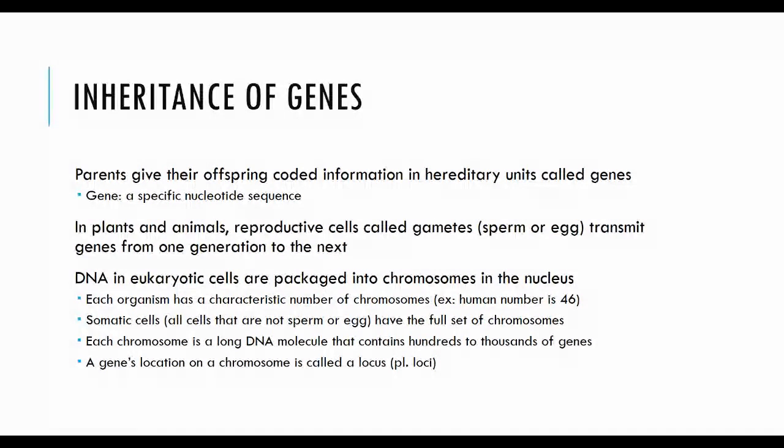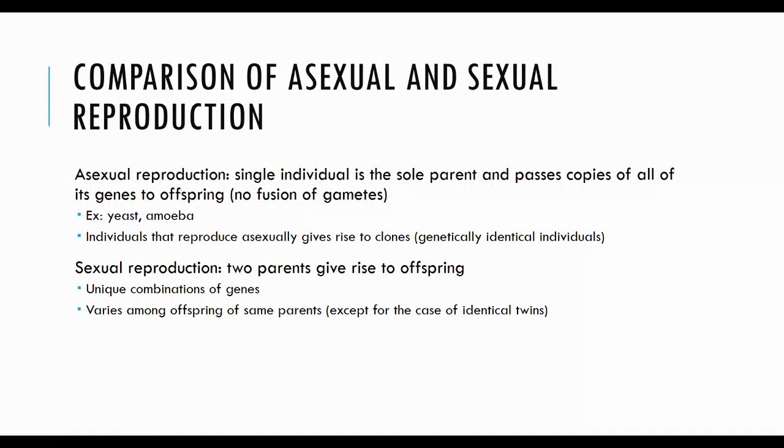Each chromosome is a long DNA molecule that contains hundreds to thousands of genes. And a gene's location on a chromosome is called a locus, or the plural form of that is loci. So that's the need-to-know before we move into what we're getting into next.